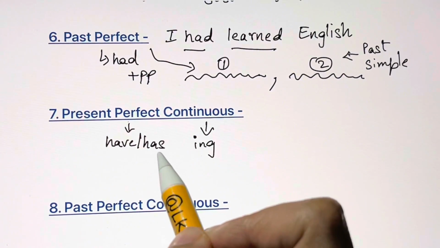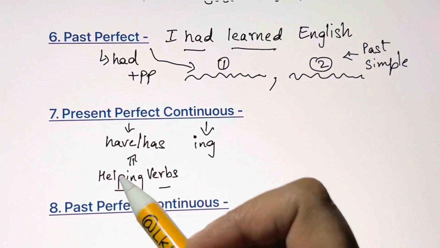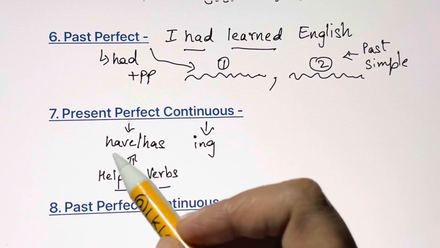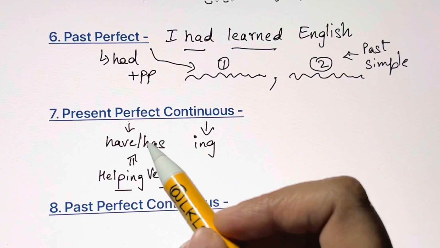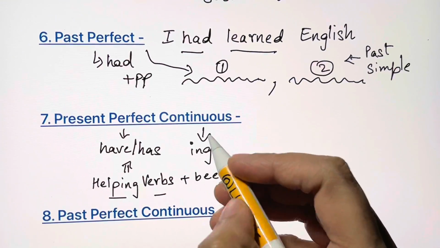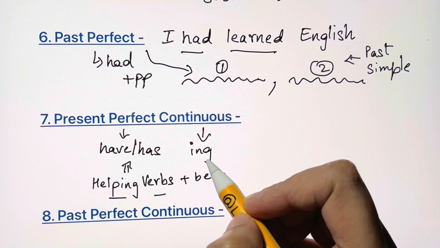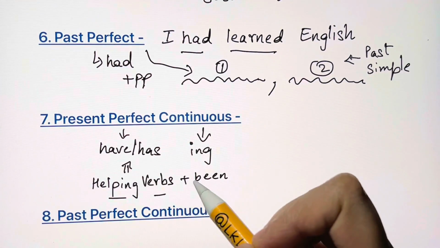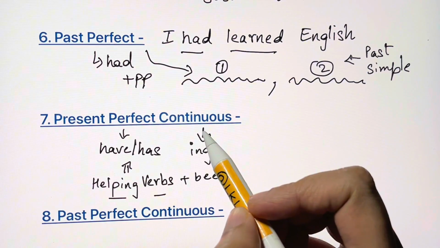Now, have or has is called the helping verb. But there'll be two helping verbs here, not one. The first one is have or has, either have or has, and the second one is been. And learn plus ing, that is learning, is the main verb in present participle form. So it has to be have been or has been when it is perfect continuous tense.